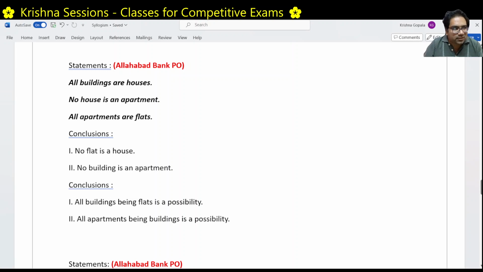Good evening, friends. Let us do these problems. These are really interesting problems which are coming in PO exams of various banks. We need to be a little careful in these kinds of problems. Read the English statements correctly and be able to draw the correct Venn diagrams.